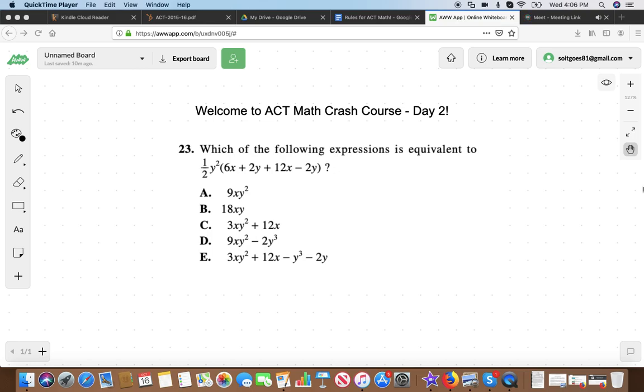Go ahead and read that question for us loud and proud, please. Which of the following expressions is equivalent to, and then it has the expression, that whole messy expression.